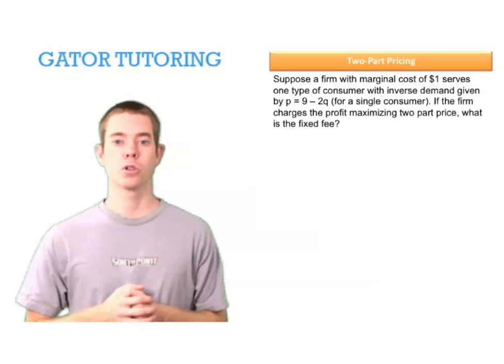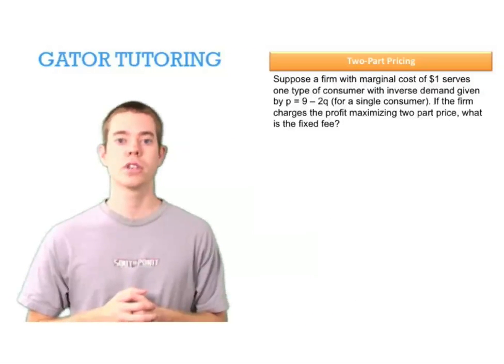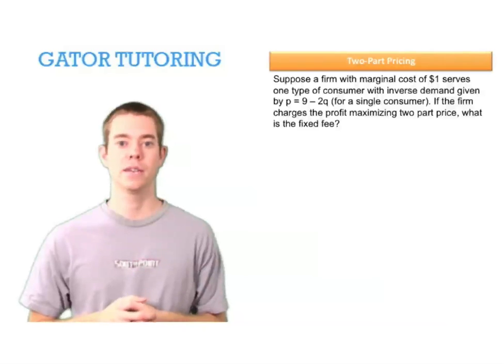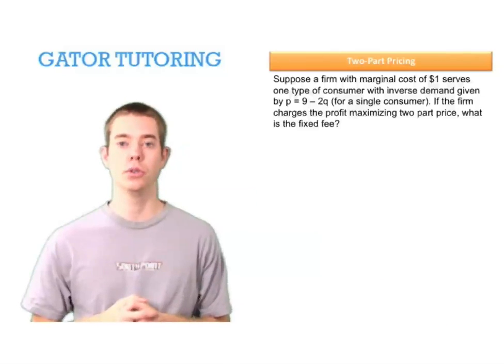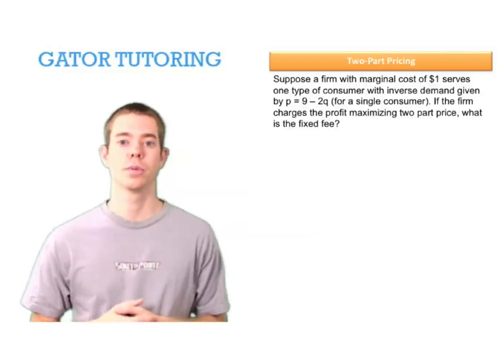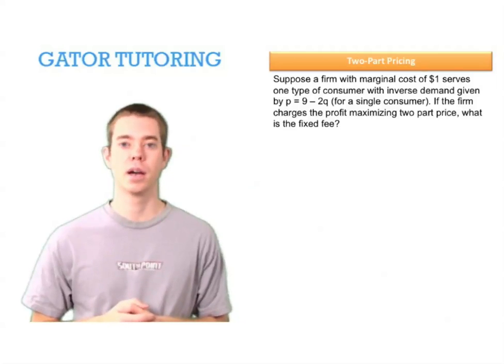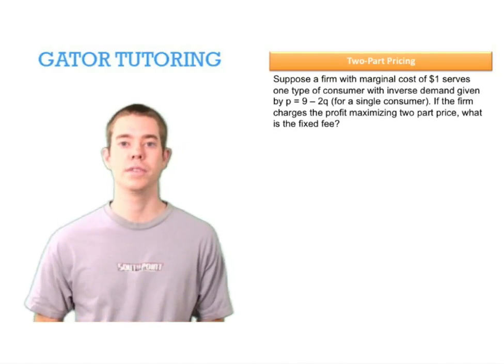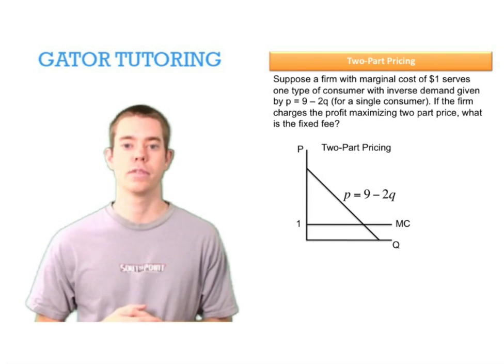Suppose a firm with marginal costs of $1 serves one type of consumer with inverse demand given by price equals 9 minus 2Q. It's for a single consumer. If the firm charges the profit maximizing two-part price, what is the fixed fee? Well, let's graph this to help us understand what we're trying to solve for.